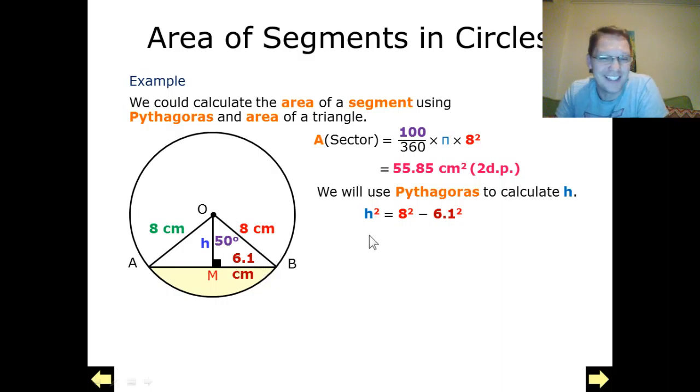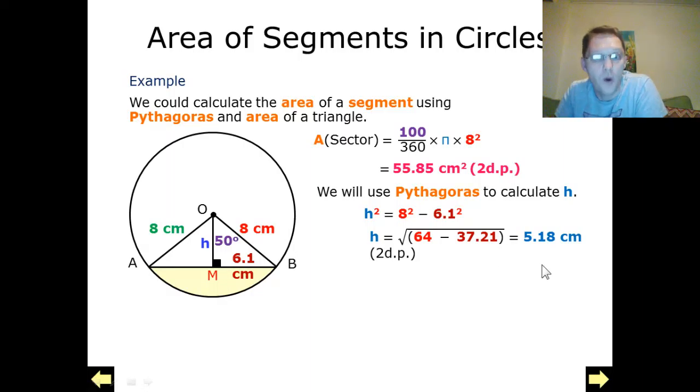Using Pythagoras for this, our height squared is going to equal 8 squared, which is our hypotenuse, our longest side, or our C, subtract 6.1 squared. Putting all this into the formula, once we square root this, that gives me a height of 5.18 centimeters to 2 decimal places.